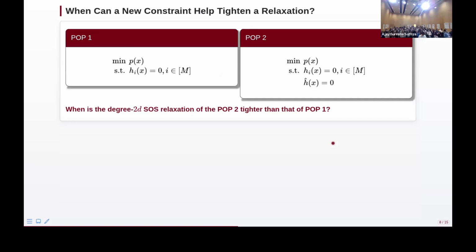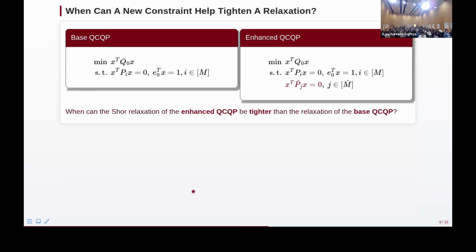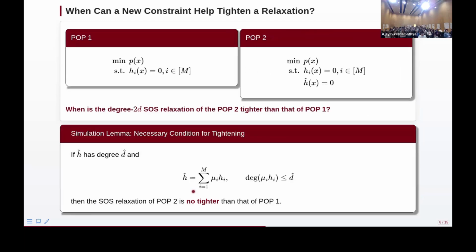Now, perhaps more importantly than parameterizing all of the implied equalities is which ones can actually tighten the relaxation. And in the workshop paper, we give a very simple condition based off of the degree of the polynomial that you want to add as an implied equality that shows whether it can or can't strengthen the relaxation. And again, the key takeaway here is that it's going to be a linear condition in the implied equalities.